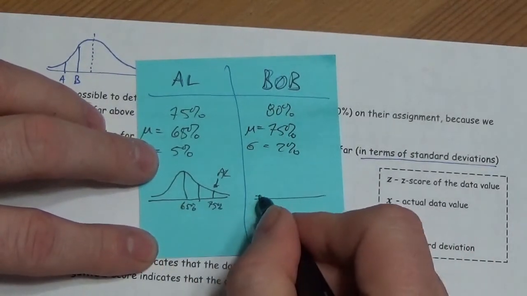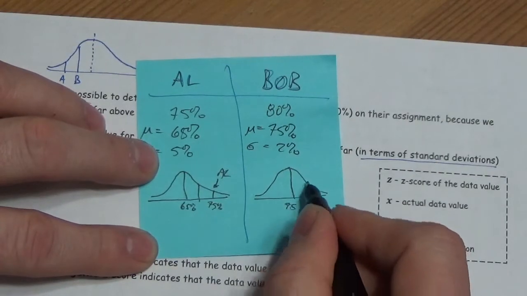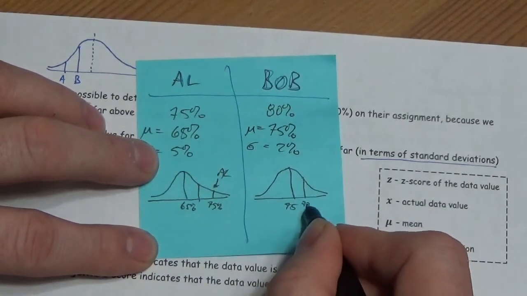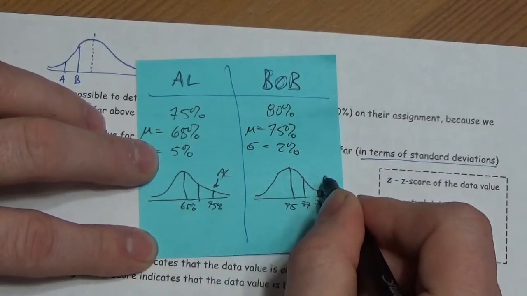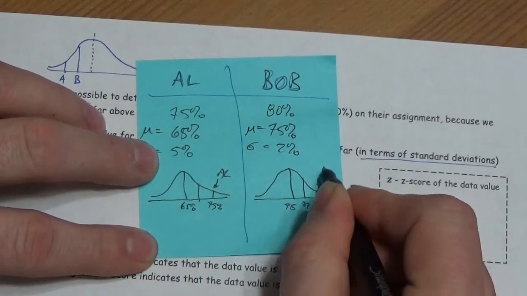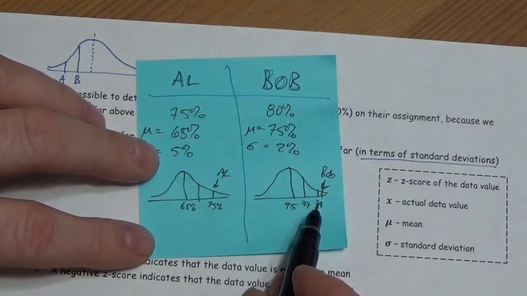Bob, on the other hand, the class mean here is 75. One up here is 77. Another one up here is 79. Bob is just a little bit more than 2 standard deviations above the mean.